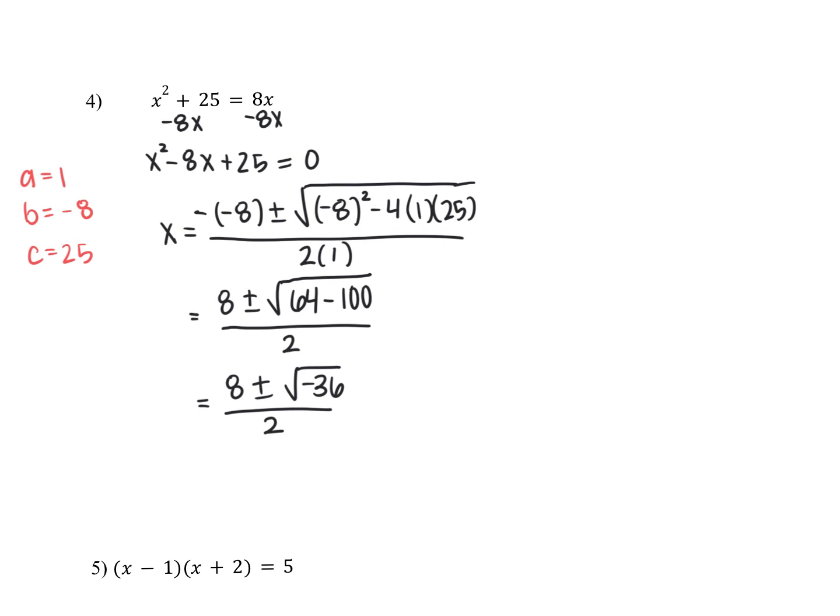So the nice thing here is 36 is a perfect square. So I know if I take the square root of 36, I'll get 6. The fact that it's a negative just means that my answer is going to contain i. So it becomes 8 plus or minus 6i all over 2. And then 8, 6, and 2 are all divisible by 2. So we get x equals 4 plus or minus 3i.